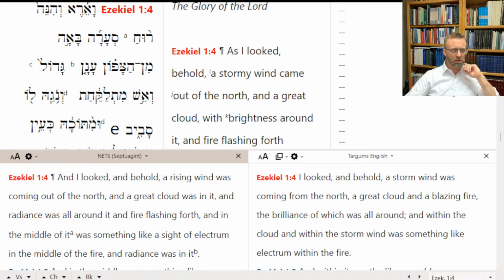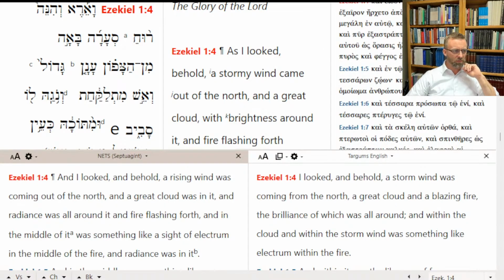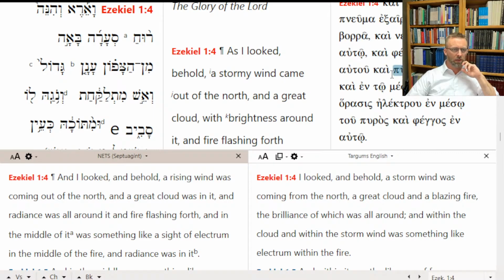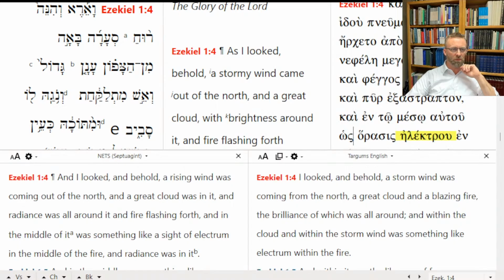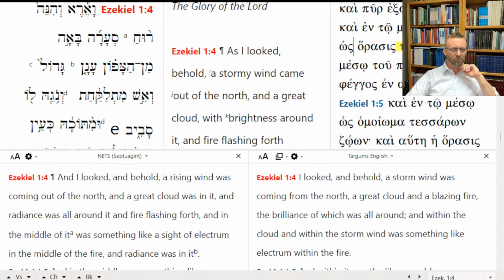I'll bring this up for you here. Oops, not what I meant to do. Sorry. LXX Ralphs tagged. There we go. And just so you can see it, there you go. Oh, I knew they had that wrong. Okay, so this word, electru, right? Boom, right there. I'll zoom in for you. Electru.